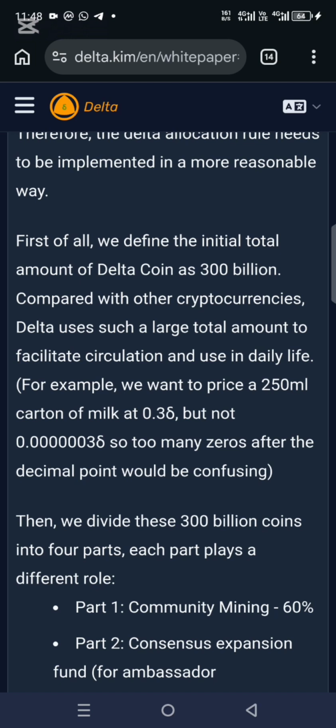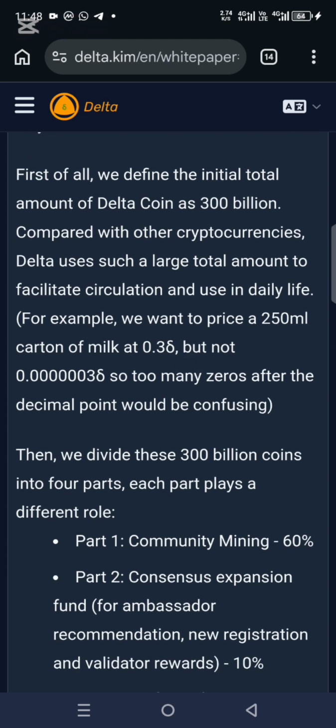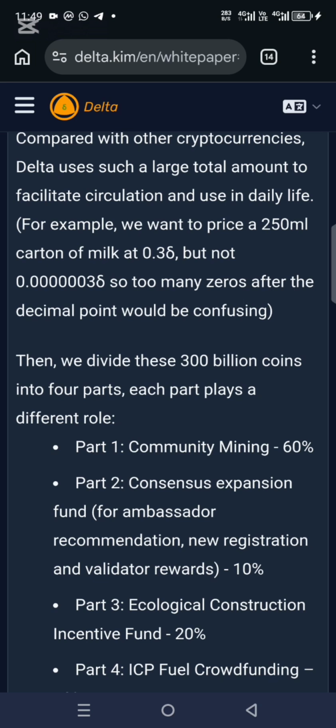So, in Delta, there is here where it is saying, first of all, we define the initial total amount of Delta coin as 300 billion. This is the amount of Delta coin. Compared with other cryptocurrencies, Delta uses such a large total amount to facilitate circulation and use in daily life. For example, we want to price a 250 milliliter carton of milk at 0.3 Delta coin, but not 0.000003, so too many zeros after the decimal point could be confusing. Delta is trying to avoid this, to have so many zeros like Bitcoin, like any other cryptocurrency.